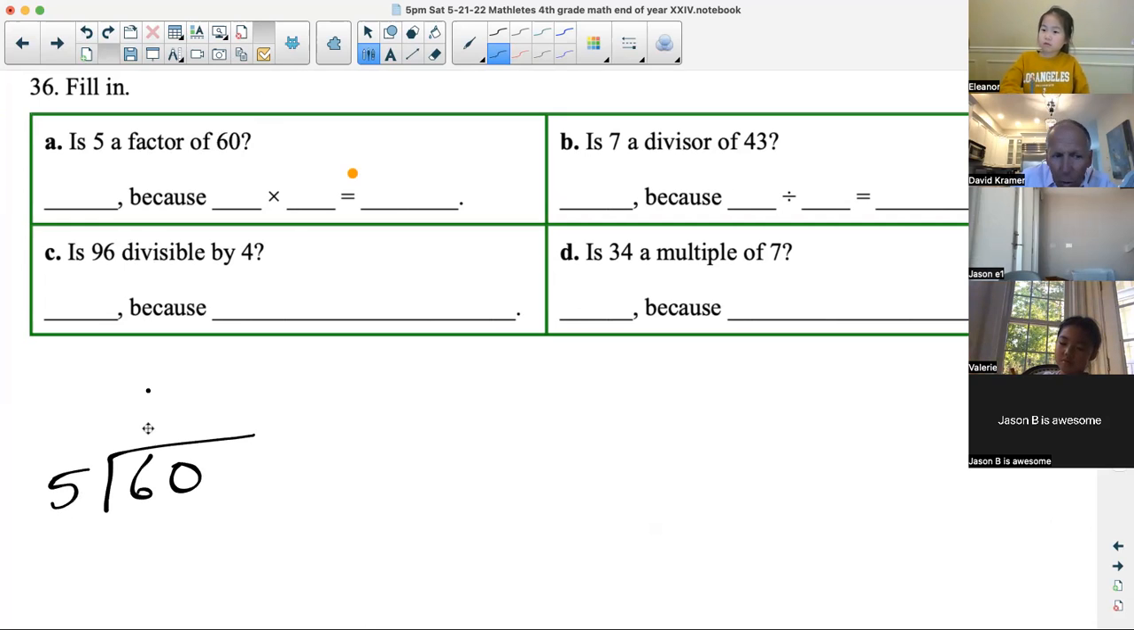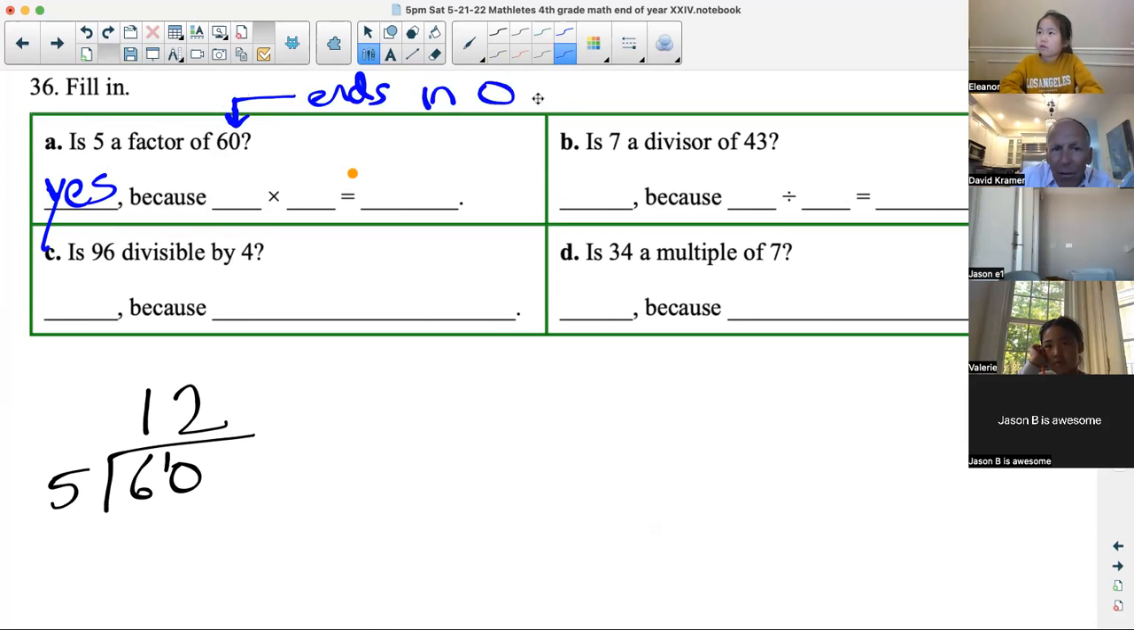5 goes into 6 once, remainder 1. 5 goes into 10 twice. So Valerie, answer the question. Is 5 a factor of 60? No. Honey, yes, because the 60 ends in 0. If the number ends in 0 or 5, it's a multiple of 5.